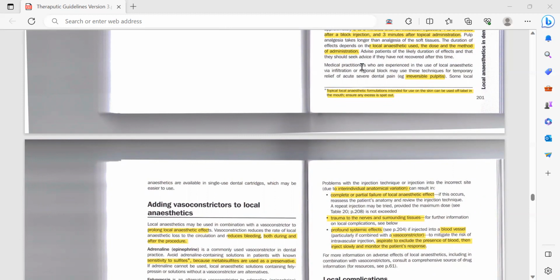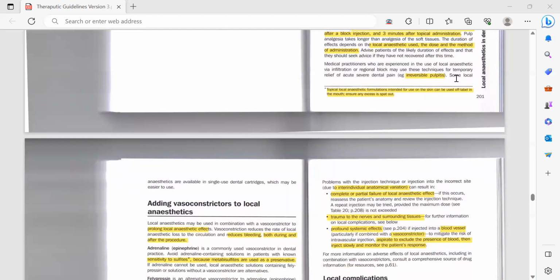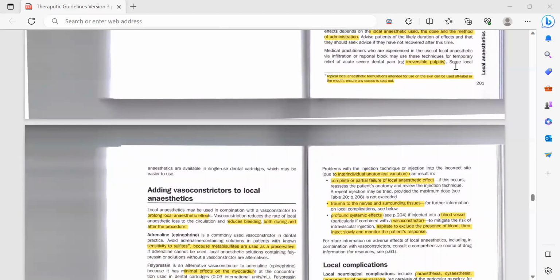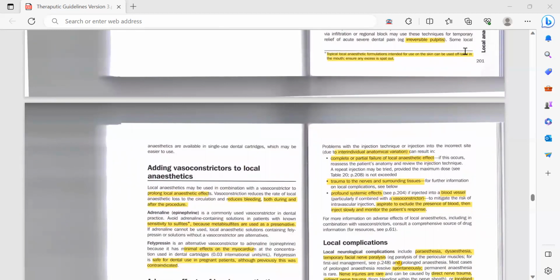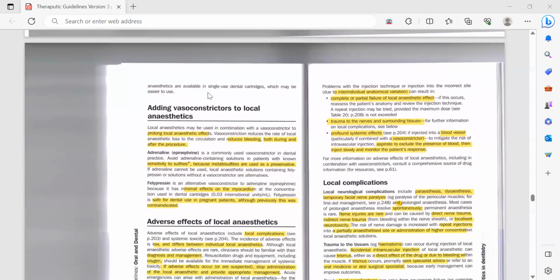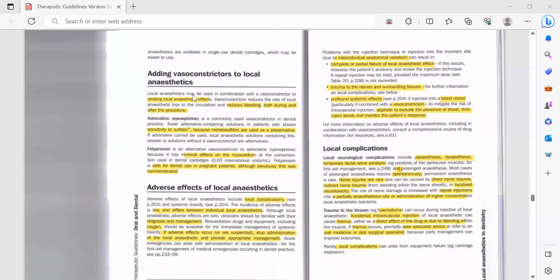Okay, so medical practitioners: if the patient went to the GP and they are in very severe dental pain, for example in irreversible pulpitis, because LA is also a strategy of pain management, they can also try it, but make sure that they are very confident in that technique. Then some local anesthetics are available in single use dental cartridge, which may be easier to use.